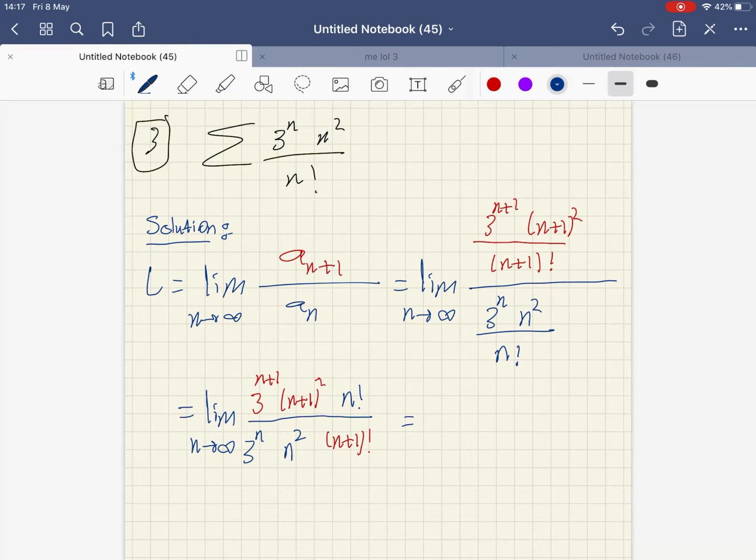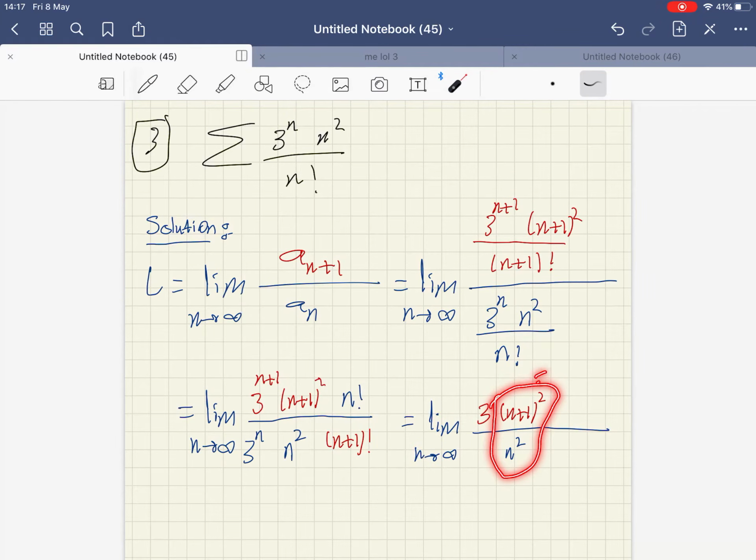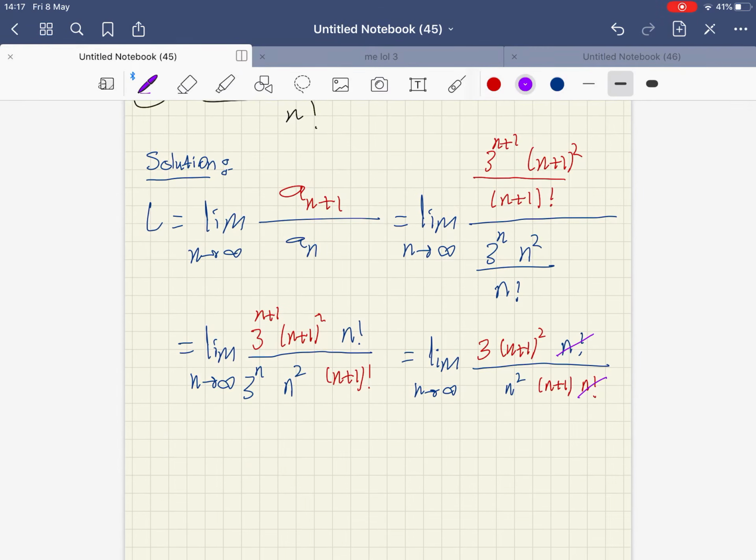A little bit of cancellation. We can see that 3^(n+1) over 3^n gives only 3. (n+1) squared over n squared, I think we saw this before in the previous example with L'Hopital's rule. This would be equal to 1. Doesn't matter, keep it for now. n factorial is n factorial, we cannot do much. But (n+1) factorial I can expand into (n+1) times n factorial, and I can cancel it with n factorial, and finally I will get this one.